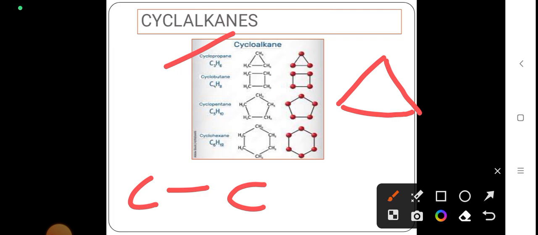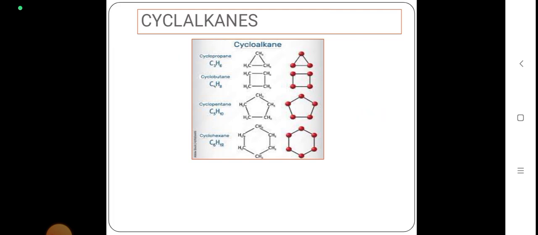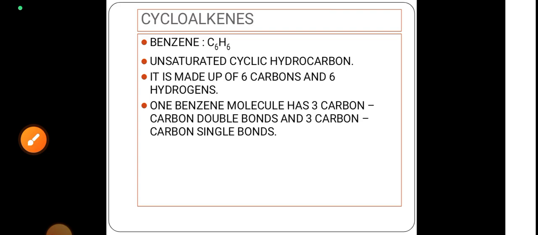In these, all of the carbon atoms are saturated, and it means that there is only a single bond between each carbon atom. In unsaturated we are going to learn about benzene. The molecular formula is C6H6 and it is an unsaturated cyclic hydrocarbon.